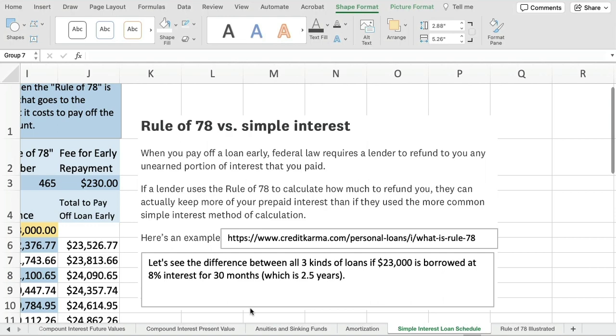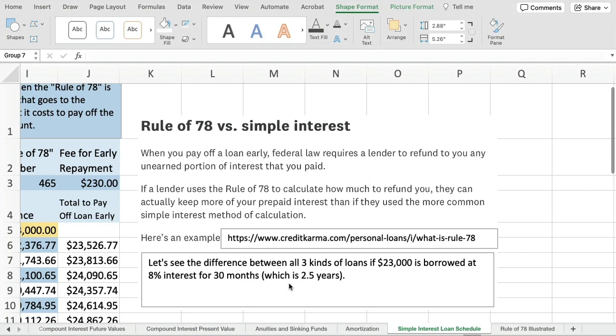So we're going to compare three kinds of loans today, given that you're going to borrow $23,000 with 8% interest for 30 months. So that's the scenario, and we're going to compare the different kinds of loans.